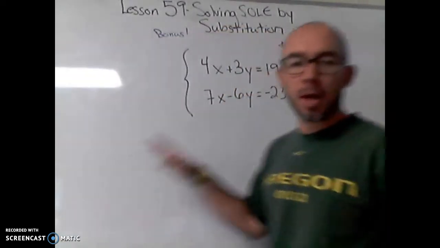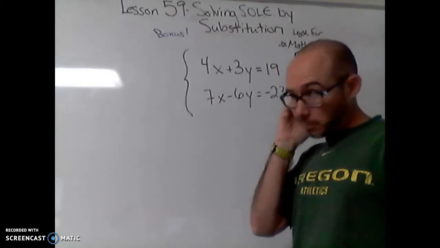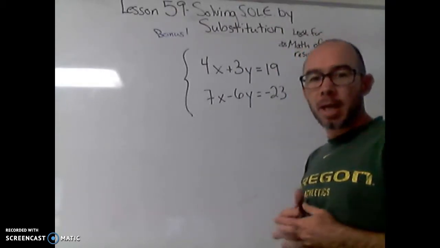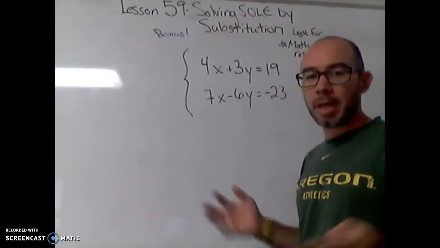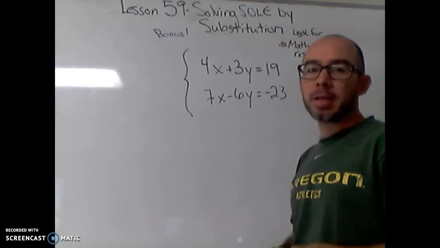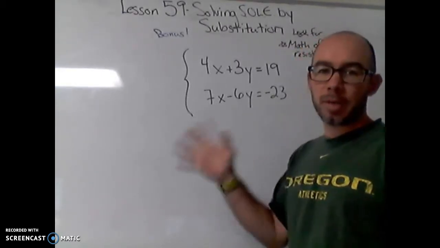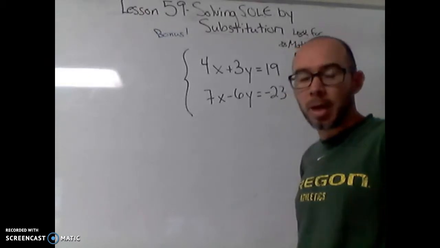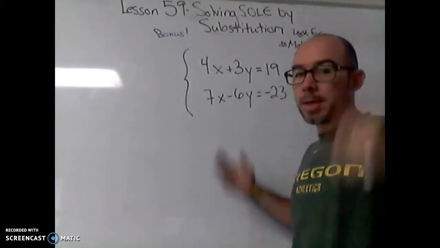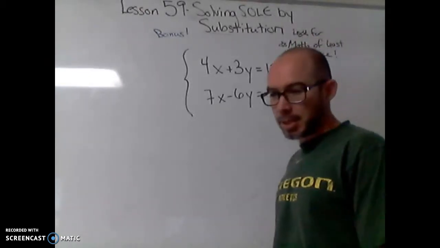Here we got what I call the yucky one. The yucky one, because nothing is going to play very nicely here. If we decide to solve for x, it's going to be messy, and if we decide to solve for y, it's going to be messy too. So we just gotta decide.